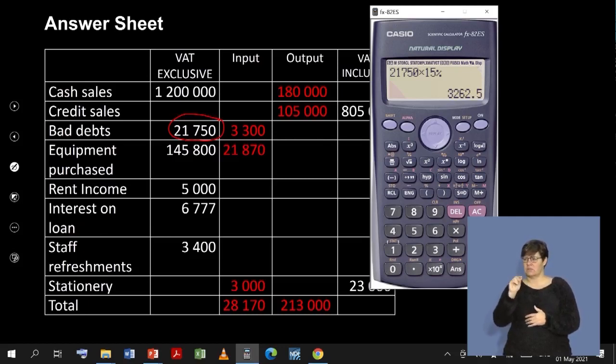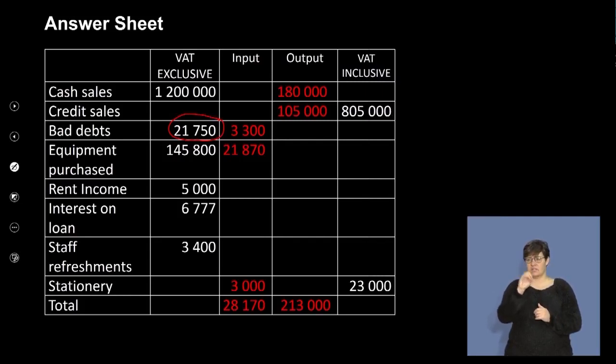why am I not getting the figure? Let's try it again. Let's just check it out again. There's something that we're not doing right. 21,750 times the 15% should give me the VAT amount, which is 3,262.50. Okay, so all that we do now is we change that figure, because this figure now is incorrect. It's 3,262.50. Let's change that figure to 3,262.50. Right. Okay. The next one that we have here is our equipment purchase at 145,800.